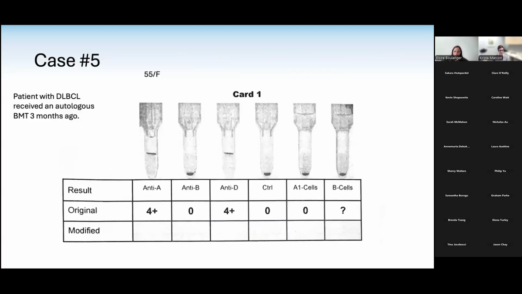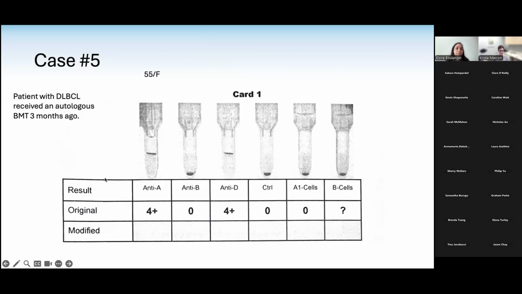Case number 5. We are encountering a 55-year-old female patient with diffuse large B-cell lymphoma who received an autologous bone marrow transplant 3 months ago. What do we think that this ABO type could be? So we're having a strange A. There's an anti-A, A positive, but wait a minute, where is the B reaction that I need to see just to be certain that this patient is A positive? I'm having this ABO discrepancy.